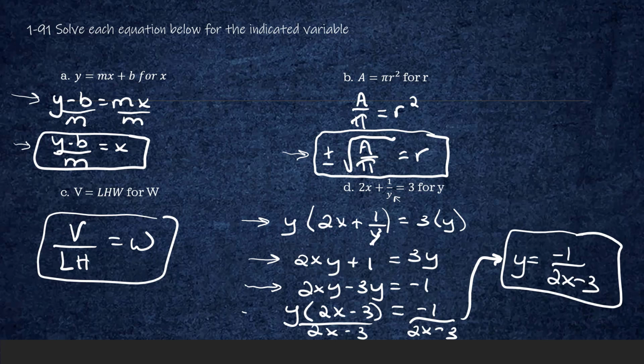Then what I do here is I factor a y out of both terms because I have a y in each of those. And when I take that out, I have 2x minus 3 left in the parentheses. So then I ultimately divide by 2x minus 3. And so it ends up y equals, and then it's negative 1 over 2x minus 3.